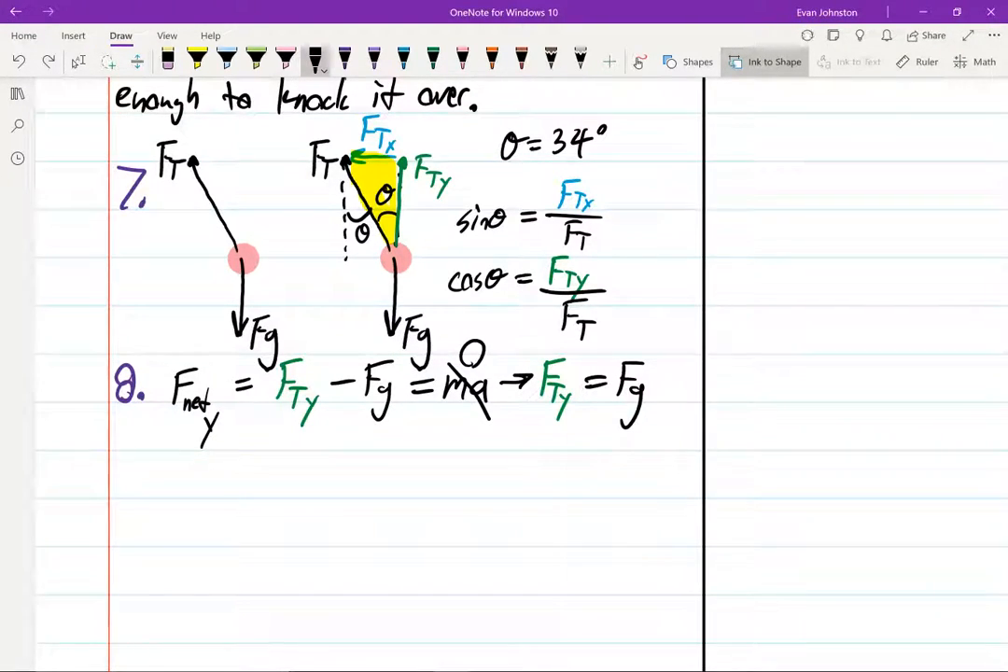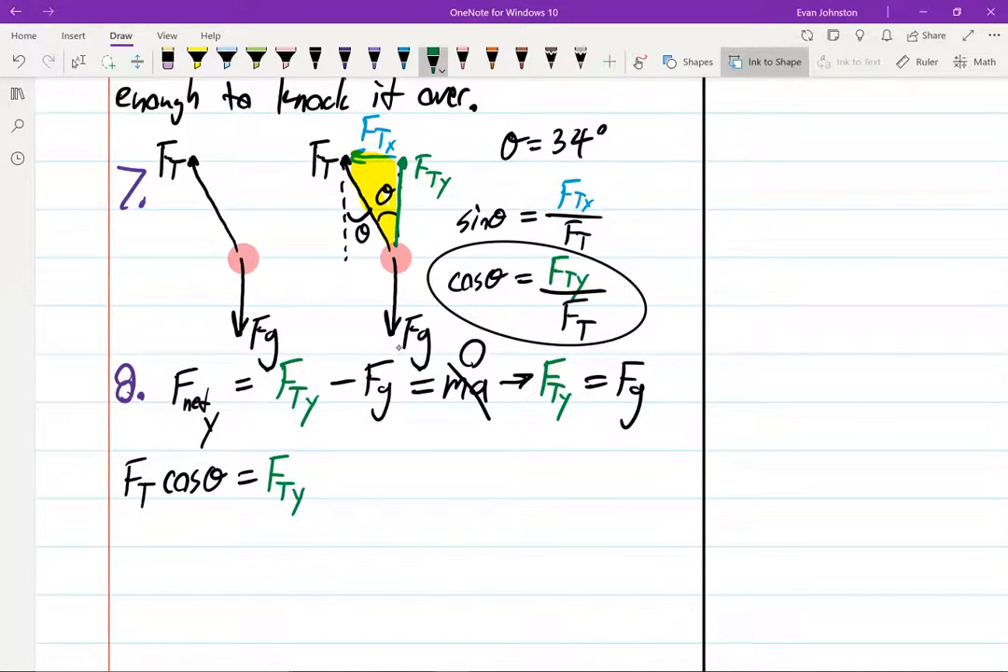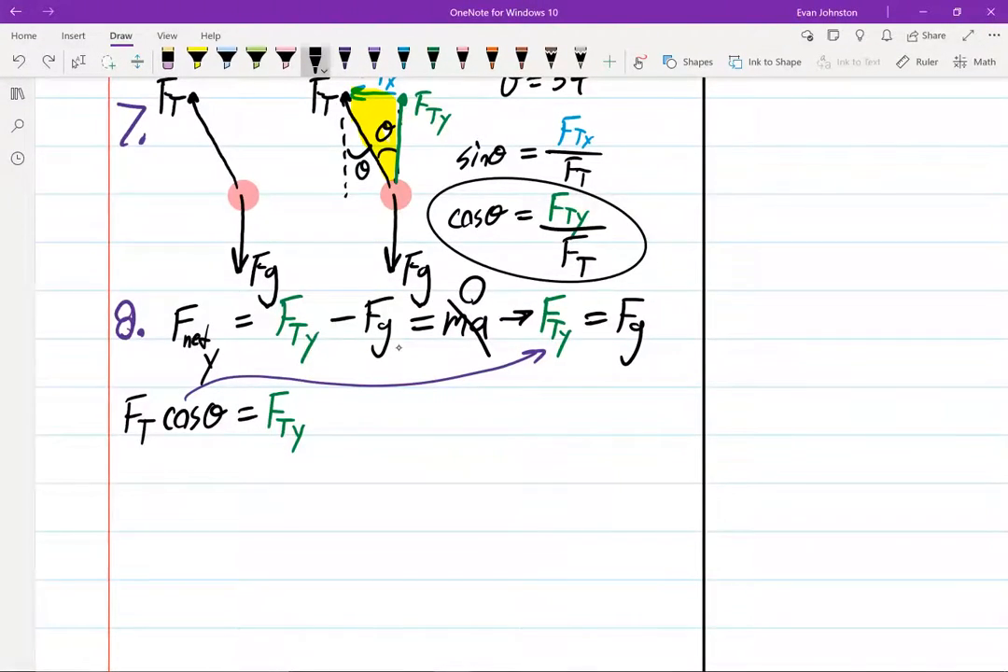So I'm going to rewrite this part that I just circled as force of tension times cosine of the angle equals just the Y part of tension. And what we can do is take this whole thing and substitute it right in here. Doing just that, going down a line for sanity's sake, our force of tension times the cosine of the angle, and we know the angle, is equal to m times g.